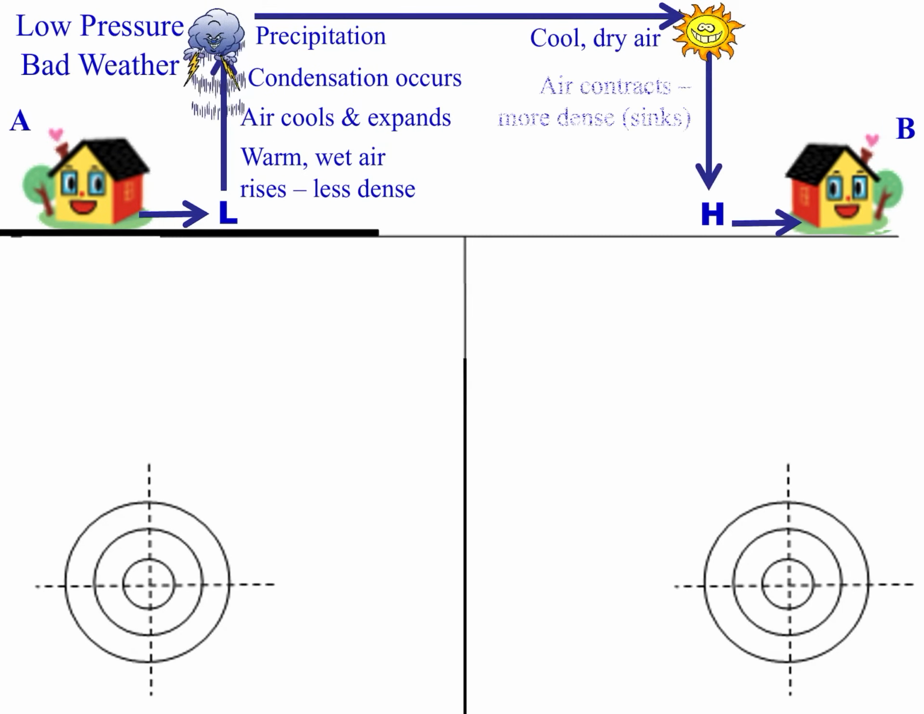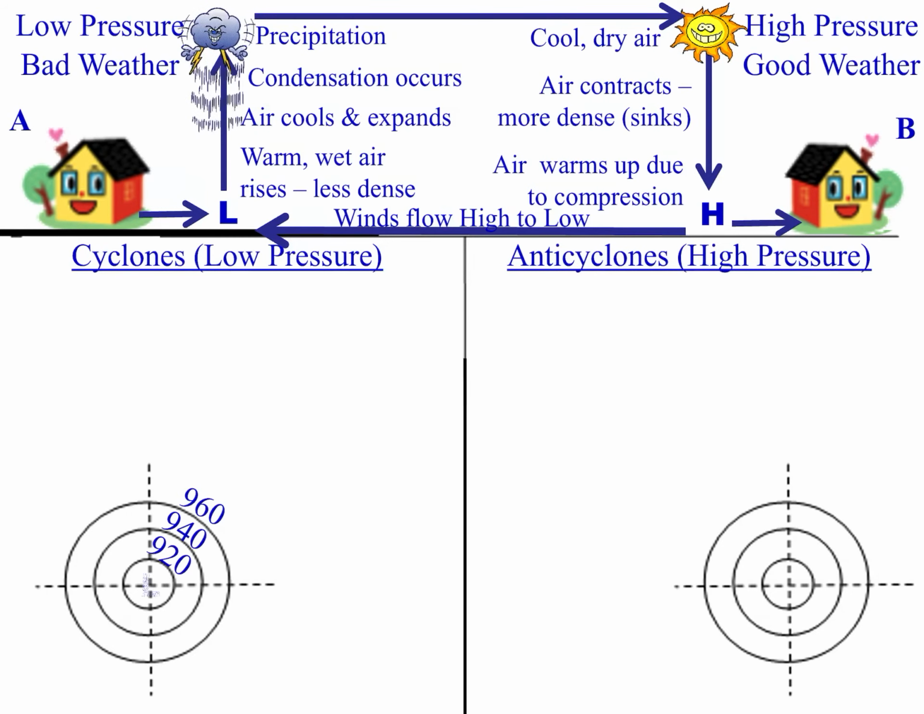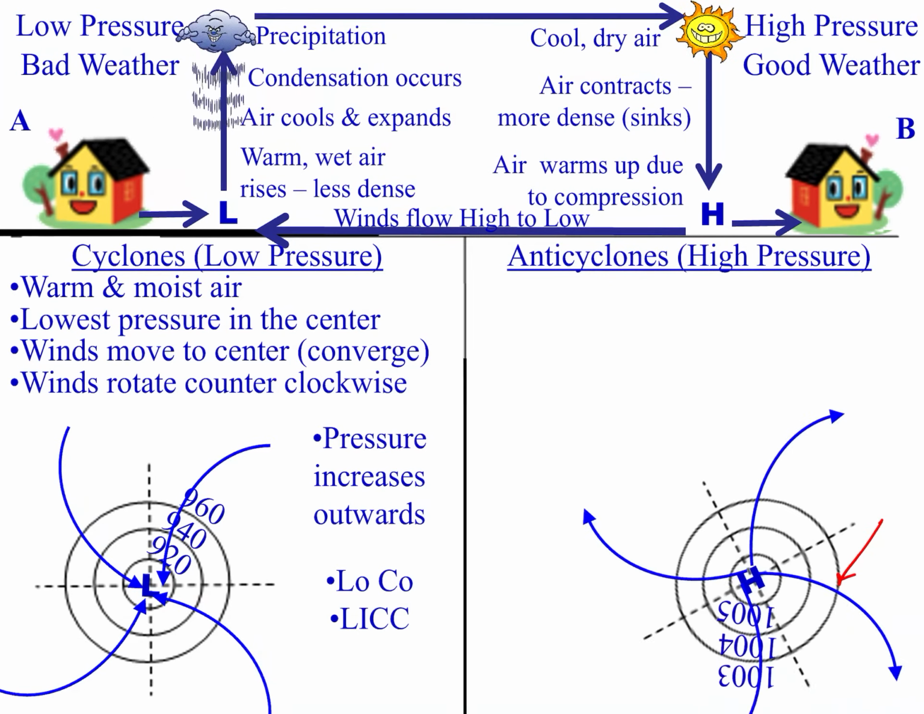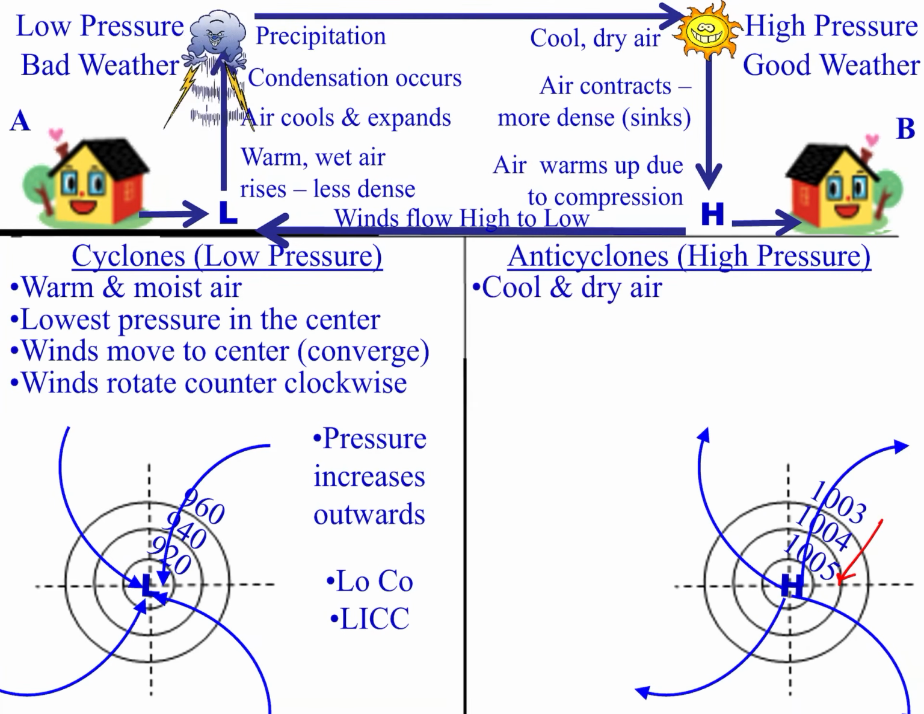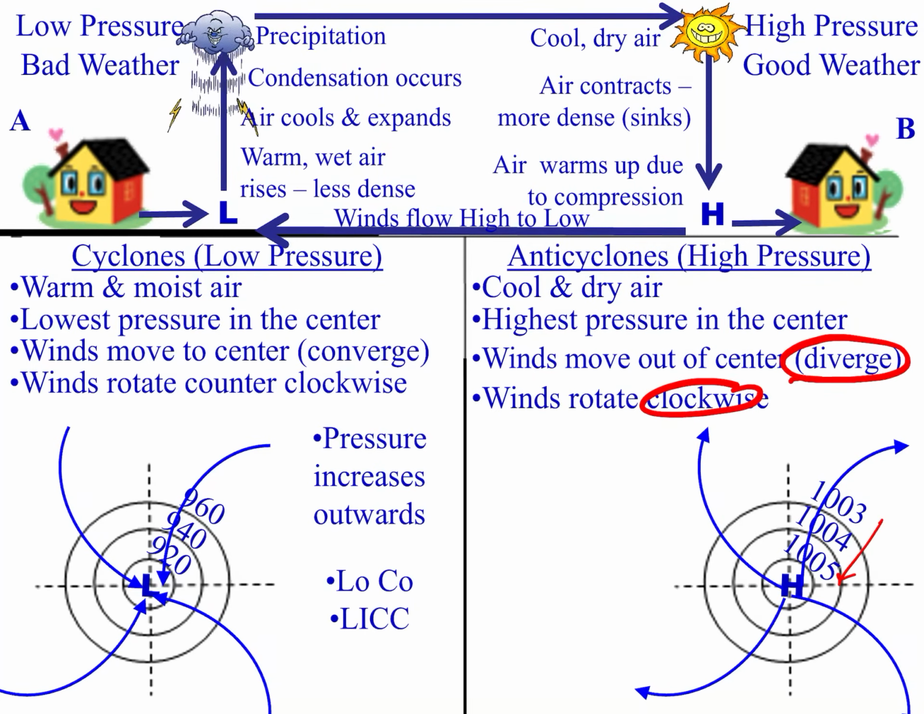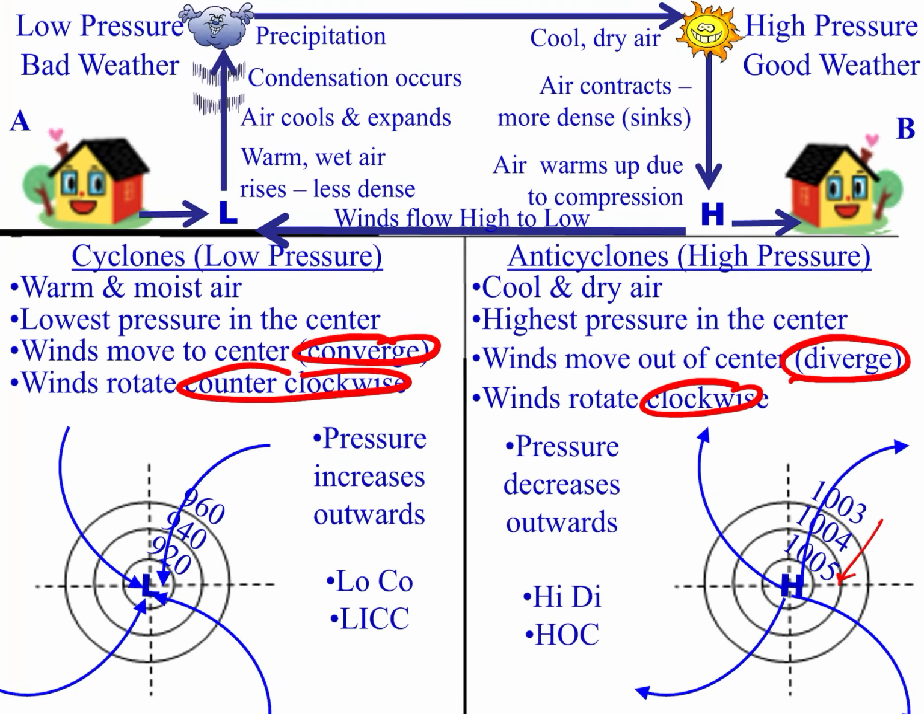As you move in towards the center on the high pressure, you'll notice that the numbers are getting higher as you move towards the center, okay? They're getting higher as you move in, and notice the winds are doing the opposite. They're going clockwise and they're going out. So you got your cool and dry for high pressure. High pressure in the center. They are diverging and they are going clockwise, whereas these were converging and they were going counterclockwise. Okay, high pressure divergent and high pressure out, clockwise.